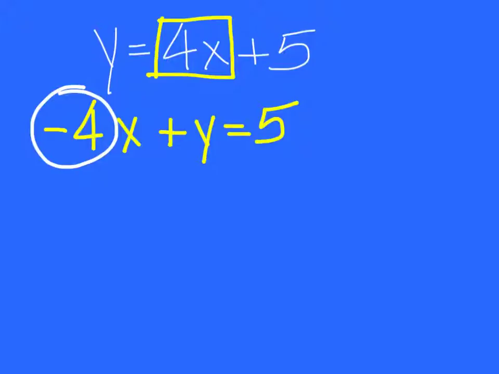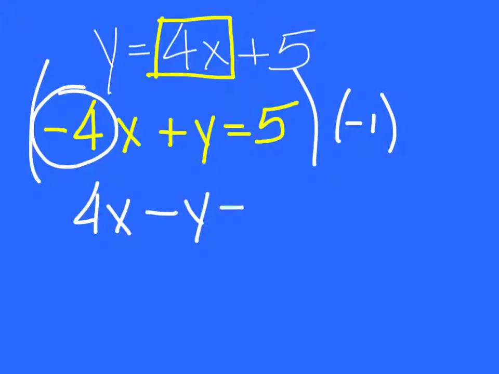So to get rid of that negative, you have to multiply everything in that equation by -1. Or in other words, just change the sign of everything. So it would be 4x minus y equals -5. Try this one, see what you get.